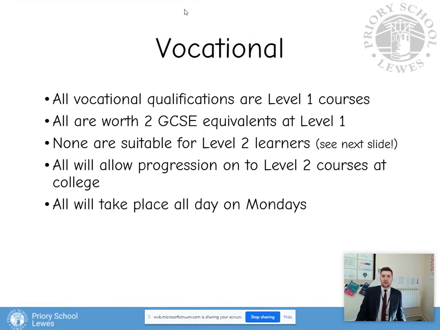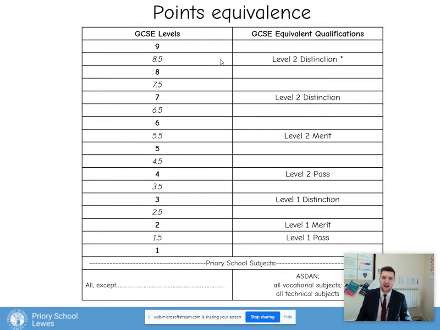All vocational qualifications are level 1, okay? All are worth 2 GCSE equivalents at level 1, and none are suitable for level 2 learners. So like I've said, there will not be many of you doing this vocational route, and you probably would have been guided towards it. And just to give you an idea, obviously this is GCSE levels, okay? A level 2 distinction is that, level 2, level 1. I'm not going to go into too much detail about this, but do feel free to pause this and try and digest that.